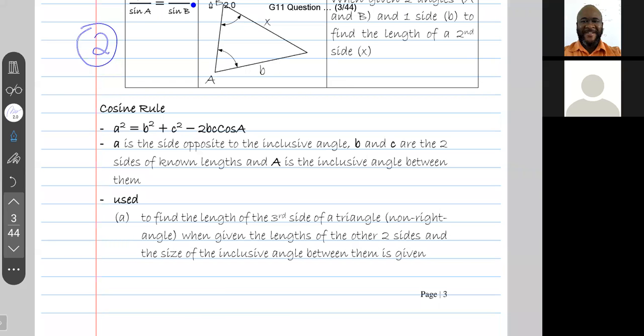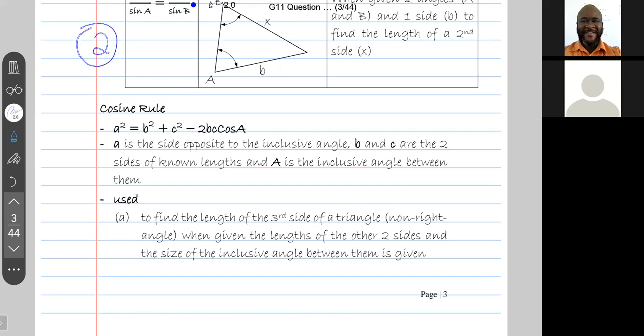Now, the second rule we're going to look at is the cosine rule. The cosine rule says a squared is equal to b squared plus c squared minus 2bc cosine A.